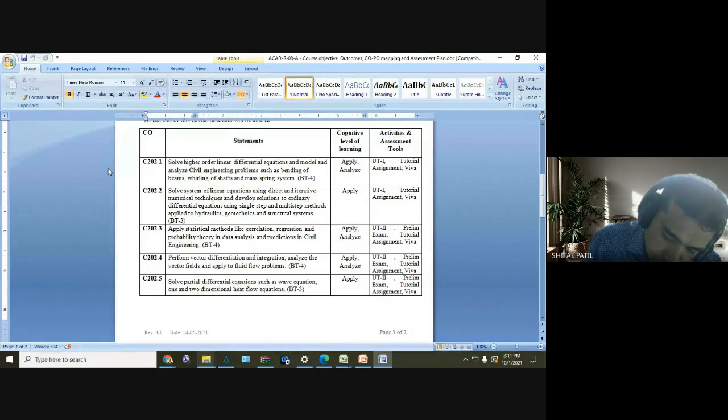C 202.3. Write with me: C 202.3. Apply statistical methods like correlation, regression, and probability theory in data analysis and prediction in civil engineering.